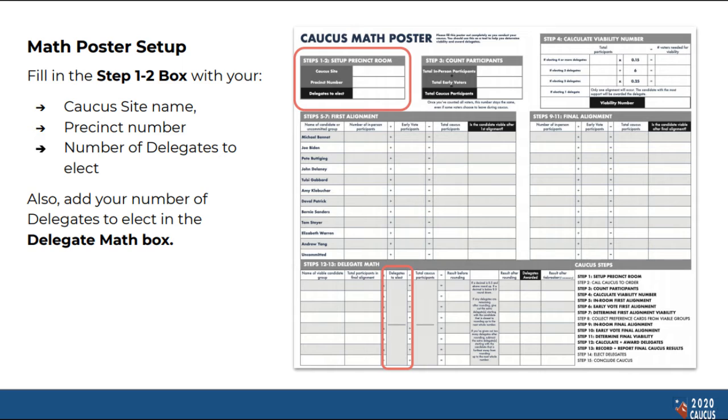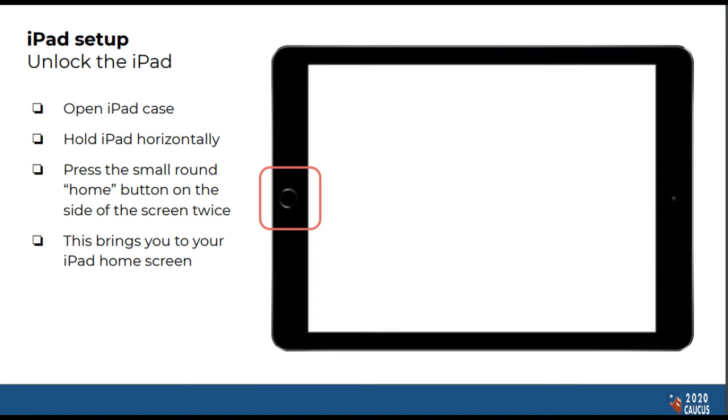So first off, this is the math poster, they call it. It's just the actual paper worksheet that they record all the data on, and they will submit at the end of the caucus. And they're all given an iPad to also record the information on. This is the iPad that I heard was running their new app.